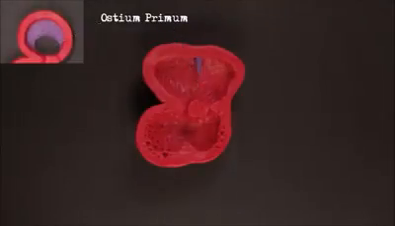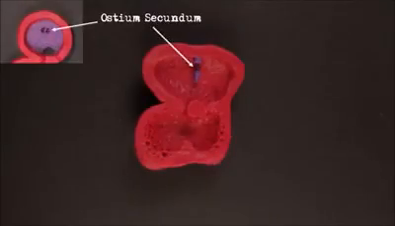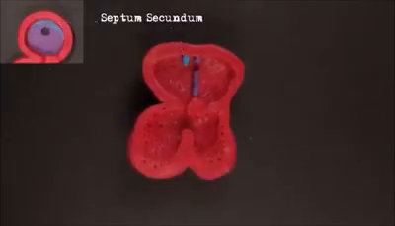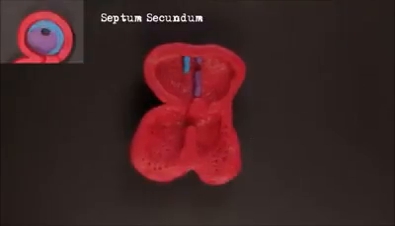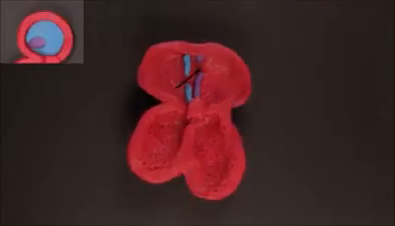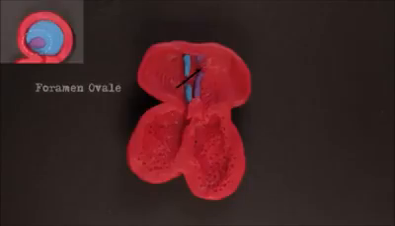Before the septum primum completely blocks off the flow of blood between the atria, a second hole forms higher up in the septum called the ostium secundum. A second wall starts to grow down from the roof of the atrium, shown here in blue. This is the septum secundum, the second wall. During fetal life, these septa create a shunt for blood to flow from right to left atrium so that it can bypass the lungs. This opening is called the foramen ovale.